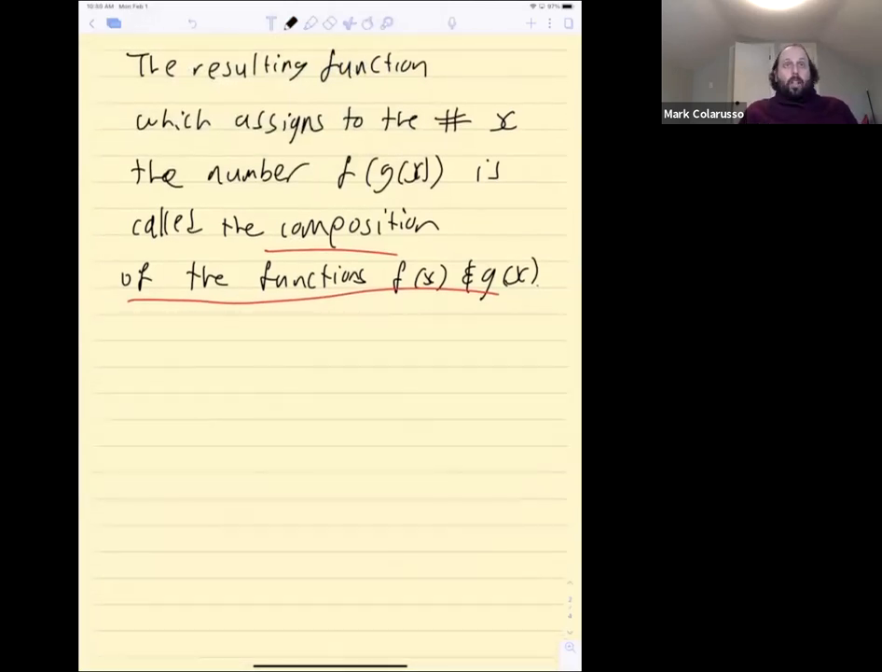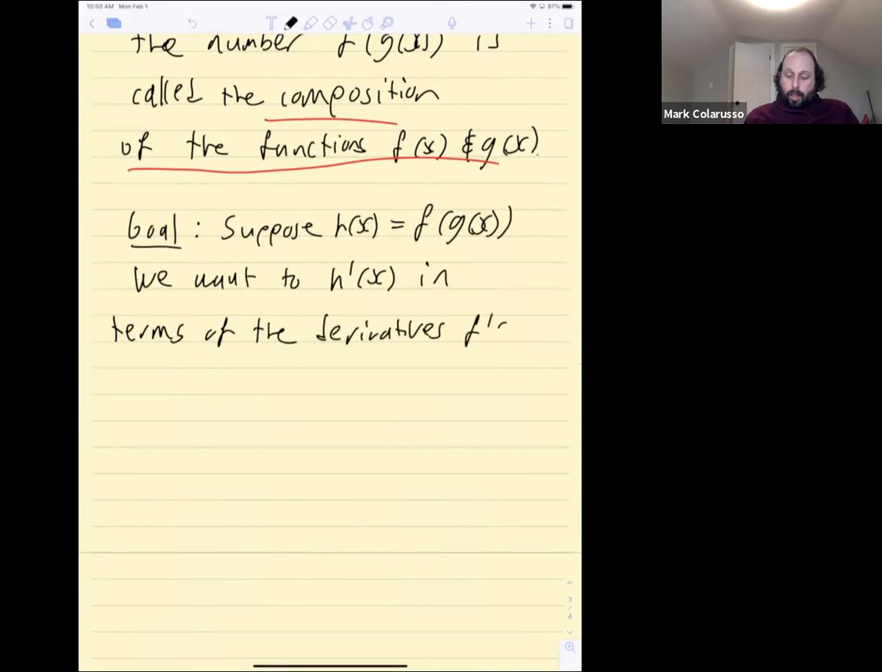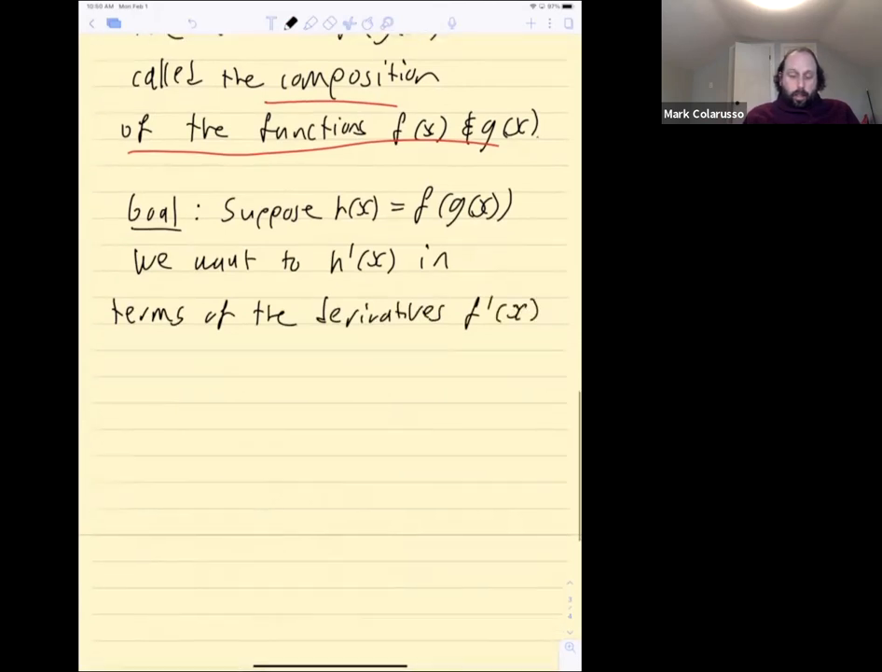Okay, so our goal is, suppose that we have a function h at x, which is the composition of the functions f and g. We want to find the derivative, the slope of this function, which is the composition of f and g, in terms of the derivatives f prime at x and g prime at x.